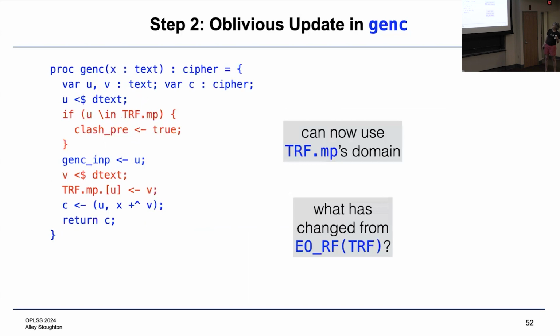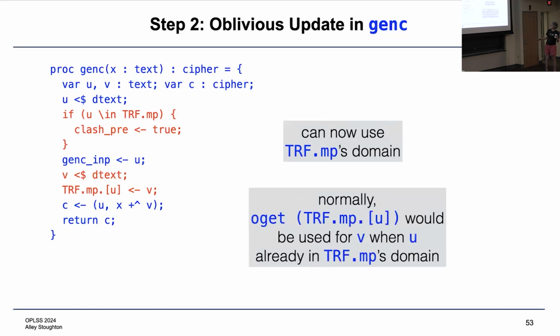But the key step here is that when we do the game's encryption, we're going to generate a random V, and we're going to update the map of the true random function to send U to V, ignoring the fact that actually U might already be in the domain of the map, in which case V would have been what we get by looking up the value in the map.